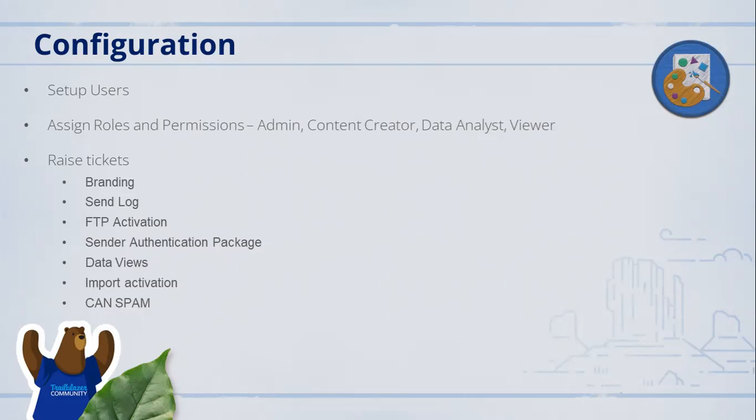Then there are data views, again similar to send log, where you need to activate it. Also the import, which is basically once the FTP is activated, you can carry out the import, but it's where you raise a ticket with respect to import and the CAN-SPAM Act that is there. So these are certain tickets which you raise with support, and basically support helps you in terms of activating those from the backend with respect to your account, with respect to your license, and then helps in the overall configuration with respect to Marketing Cloud.